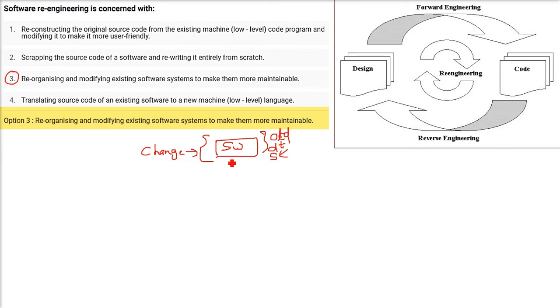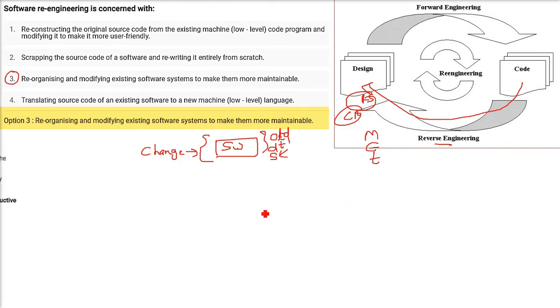But in order to fulfill the change, you have to start with the code and do the backtrack, that is reverse engineering, to find out the design and finally the software requirement specification. And when you have the software requirement specification, you have to do the forward engineering again. That is, from the requirement specification, you do the design and the code. So this whole is called software re-engineering: reverse engineering followed by forward engineering.